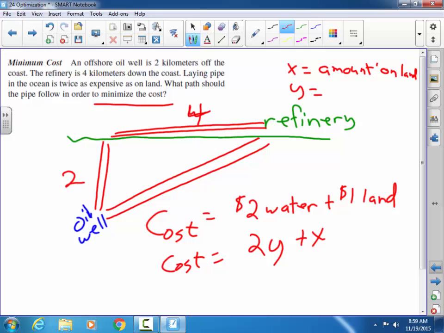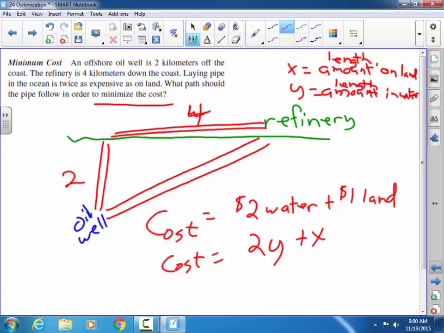And y is the amount of pipe in water. Right. The length of it, okay? Amount or length. That's right. And you say, we don't know the price of it. We don't really need to know because we know that it's twice as expensive. So if it's $1 million on land, it's $2 million in the water. It's going to wind up being the same thing there. So we'll just use 1 and 2. So we've got 2y plus x.